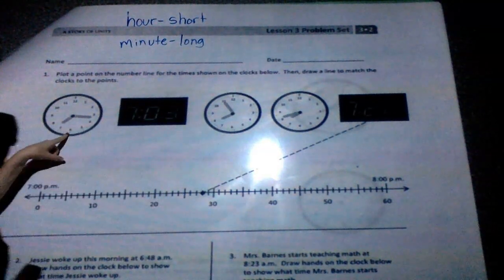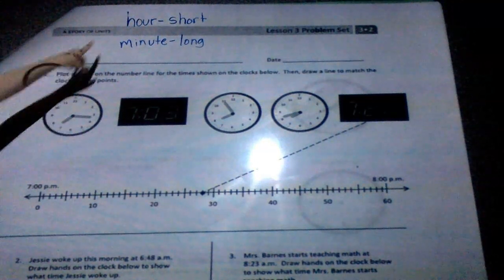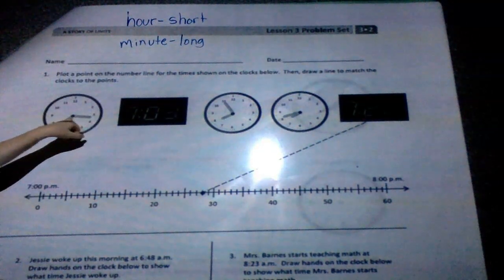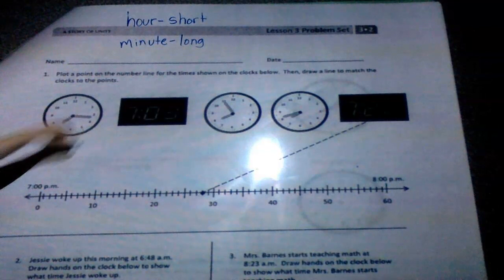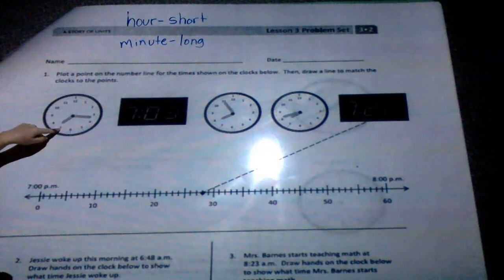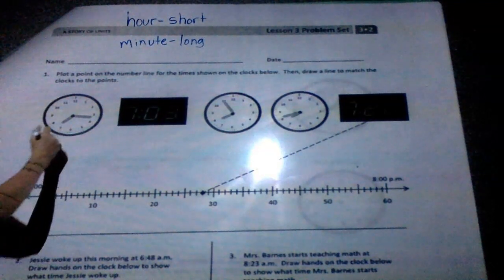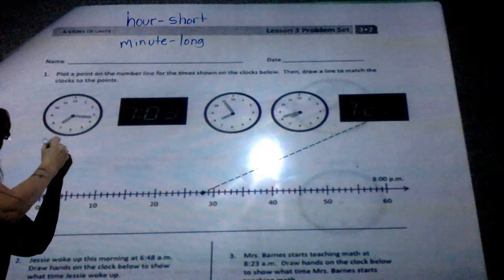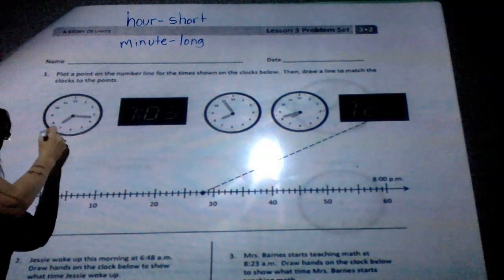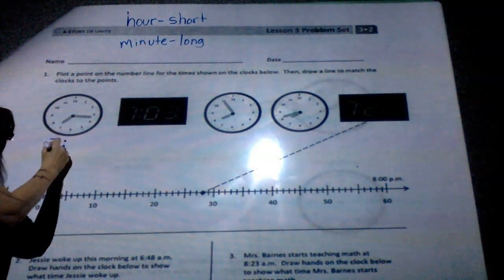So the first clock, hour is the shorthand. That's this one. It is on the 7, a little bit going to the 8, but we always go backward. So the hour is 7. That's the shorthand. So write a 7 and then the 2 dots, the colon.